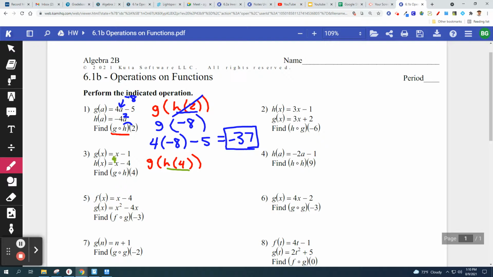4 minus 4 is 0, of course. So H of 4 is 0. Now we need to plug that 0 into the G function. So plug 0 into the G function, you get 0 minus 1, which is negative 1.